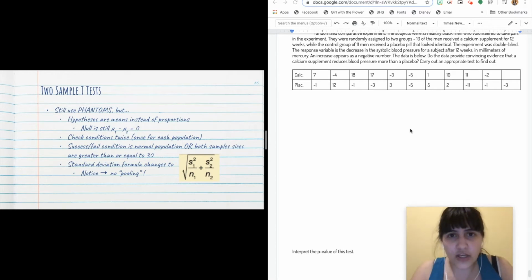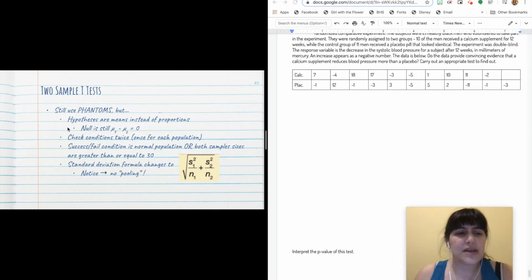But before I jump into that, I do want to talk to you about the main differences that you see between two sample tests for proportions and two sample tests for means. And they're all over here on the left side of your screen. We're still using that PHANTOMS acronym to go through our 8 different steps to perform this test, but there are a couple of differences for means that didn't show up in proportions.